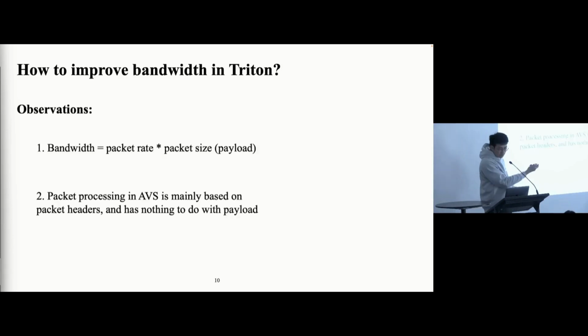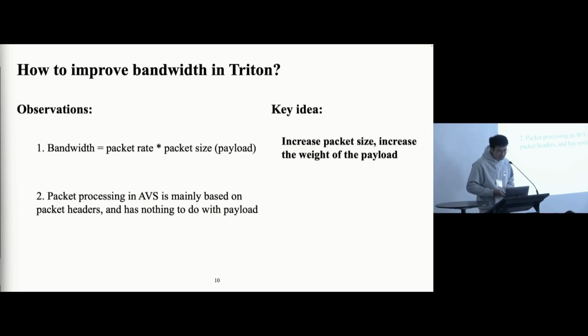Okay, for bandwidth, we observed 2 facts. The first one is that the bandwidth equals the packet rate times the packet size. But actually, the useful part is only the payload, not the header. And on the other hand, in packet processing, we only care about the packet header, not the payload. So 2 key ideas come out. We can increase the packet size to support jumbo frames and increase the weight of payload in a single packet. Then we can reduce the useless packet payload movement on the PCIe bandwidth.